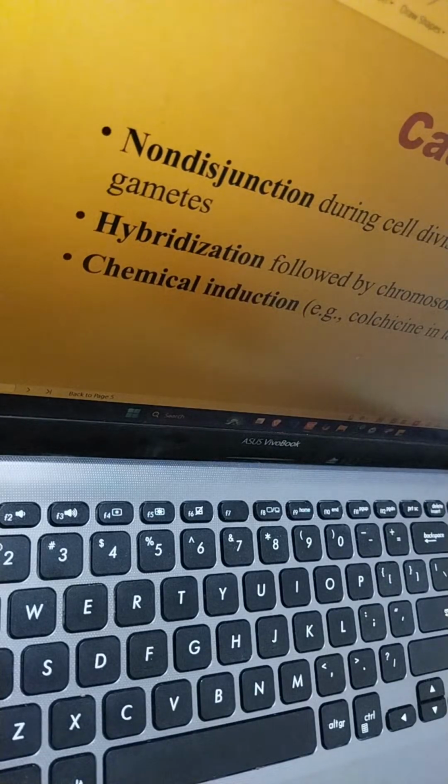What is non-disjunction? It occurs during cell division and leads to unreduced gametes. Then hybridization followed by chromosome doubling, and chemical induction with colchicine in labs or agriculture.